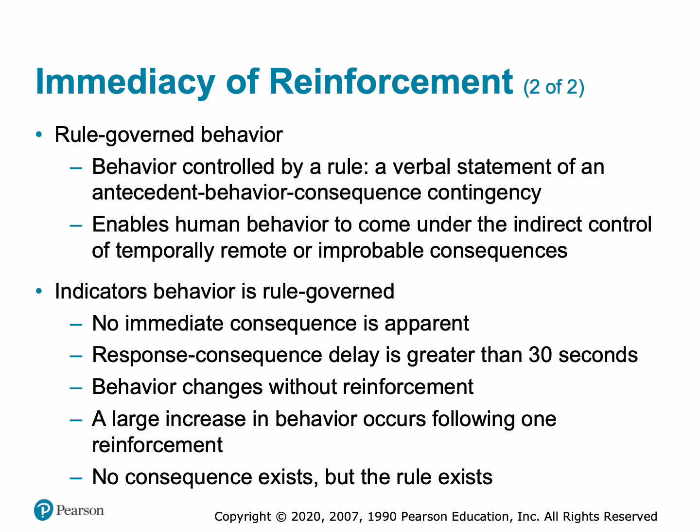Behavior change without reinforcement. This means, like, if I were to tell you that you need to do something different in order to gain access to that grade that you're seeking, then you're going to modify your behavior even though you haven't come into contact with the reinforcing contingency. A large increase in behavior occurs following one reinforcement, and then no consequence exists, but the rule exists. So you continue following the rule even though there's no particular consequence that you're coming into contact with.